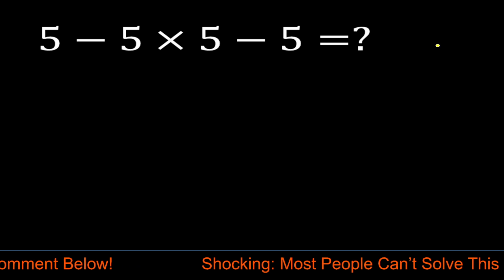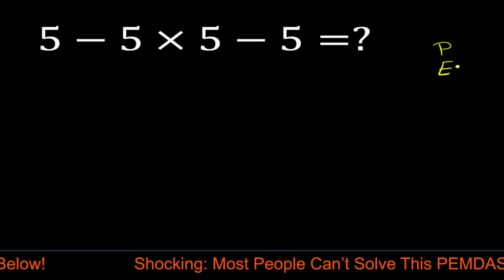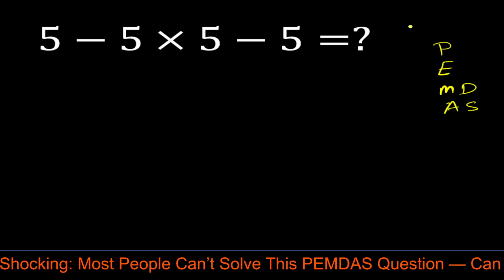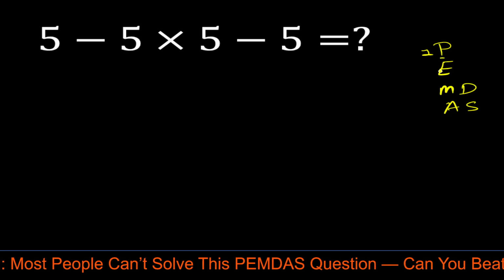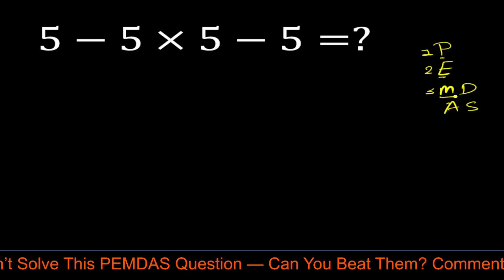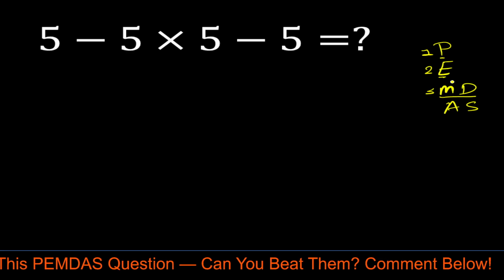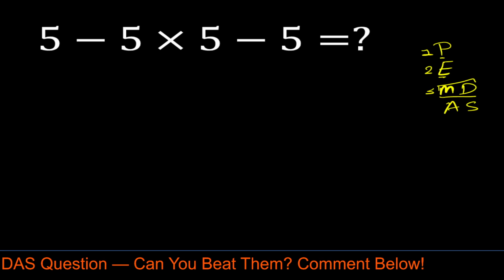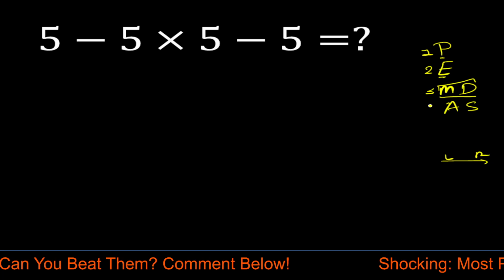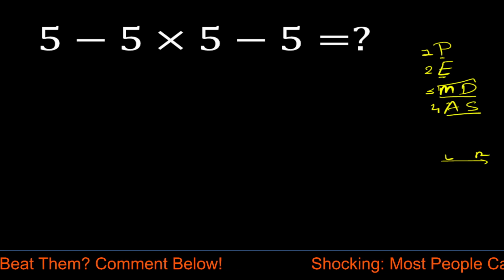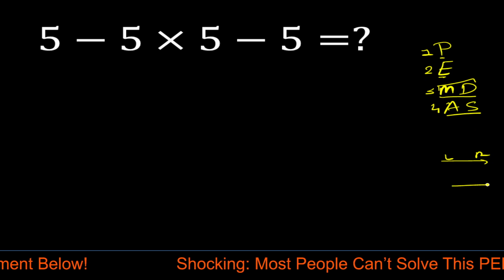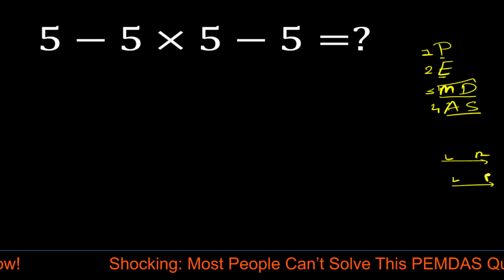So PEMDAS, P E M D A S. According to the PEMDAS rule, first priority is parentheses, second priority is exponents, then third priority is multiplication and division. Here multiplication and division both have equal priority, so we have to solve it from left to right. Then fourth and last priority is addition and subtraction. Also addition and subtraction both have equal priority, so we have to solve it from left to right.